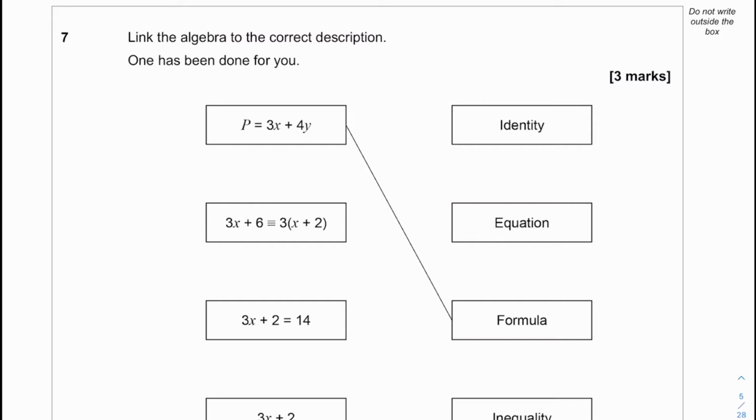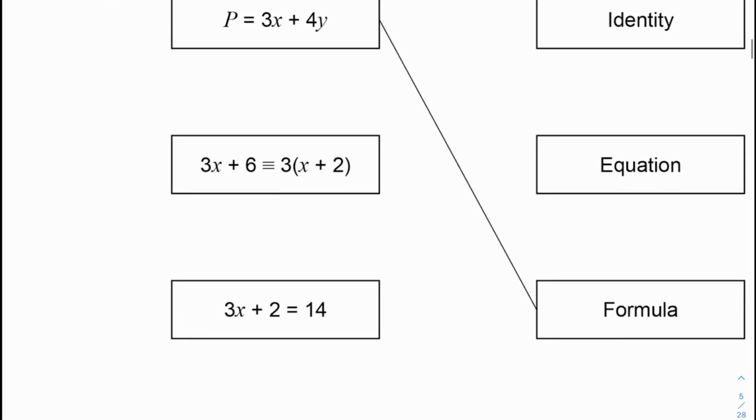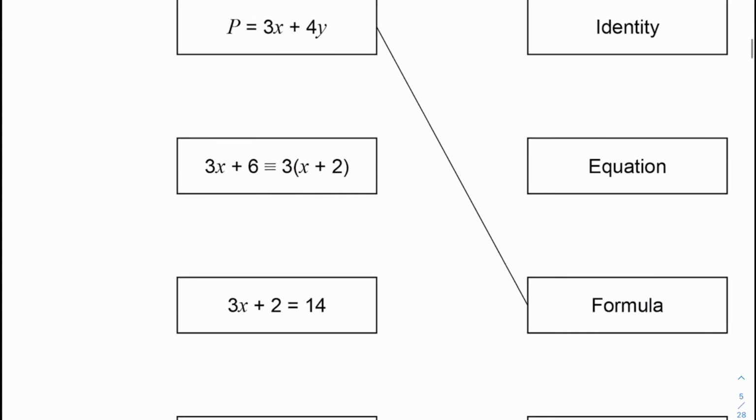So for question 7, we need to link the algebra to the correct description, and we had the first one done for us. So this expression here is a formula, and that's because we've got an unknown variable equal to 2 more unknown variables added together. Okay, moving on to the next one, the key thing to notice here is the triple line. It's not an equal sign, this is called an identity. So this expression is always identical to this expression here. So we can join this up with identity.